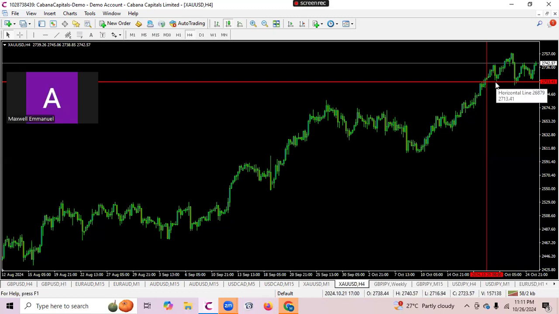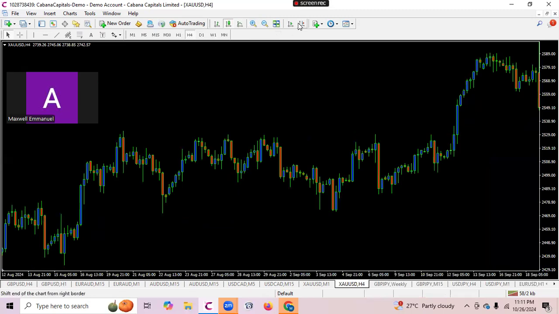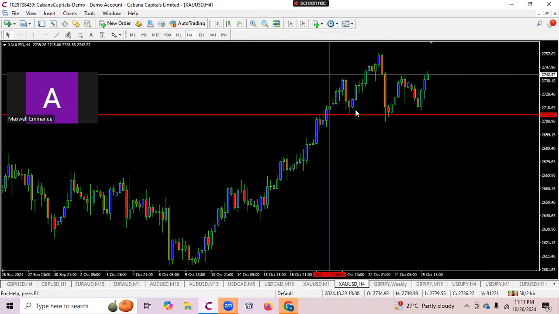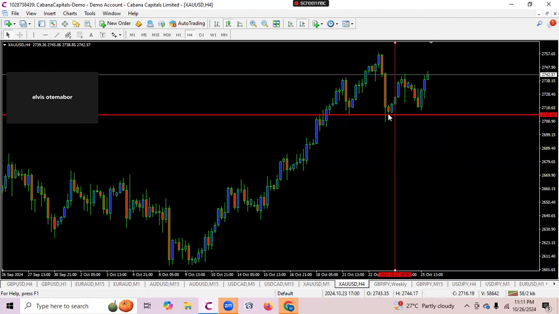When they tested this higher low, what happened? A bullish reversal pattern formed on the 4 hour time frame. Can you see that? Immediately they tested this higher low, price pulled back. You can see the bullish reversal pattern that formed. So this would have been a good entry to buy gold.